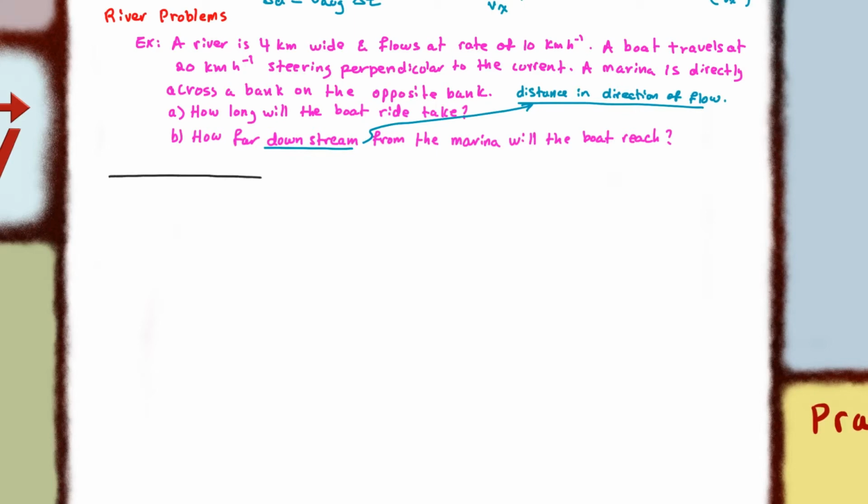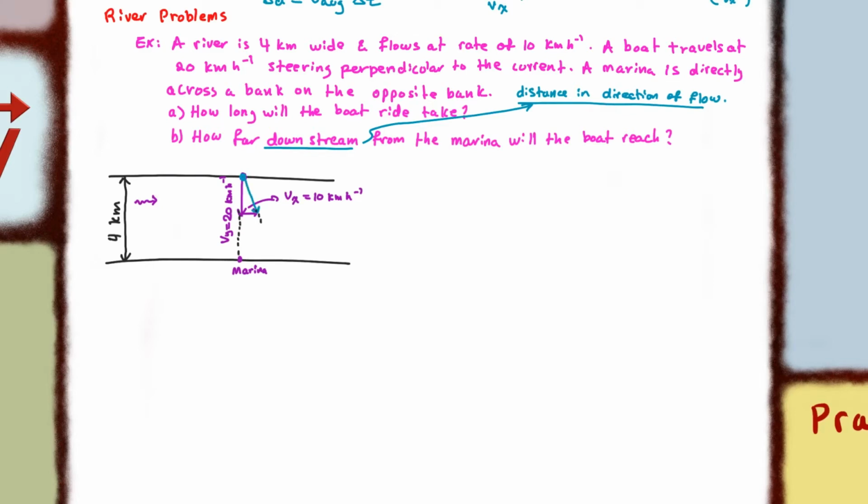There's a lot going on, so we're going to draw this situation out. We got a river which is 4 kilometers wide. We got a flow in one direction. It could be right or left, it really doesn't matter. We got the boat coming down perpendicular at a velocity of 20 kilometers per hour, and the river will take it with a component of 10 kilometers per hour in the direction of the flow. And the marina is right opposite to it, and the boat is going to land downstream somewhere in the direction of the flow compared to the marina.